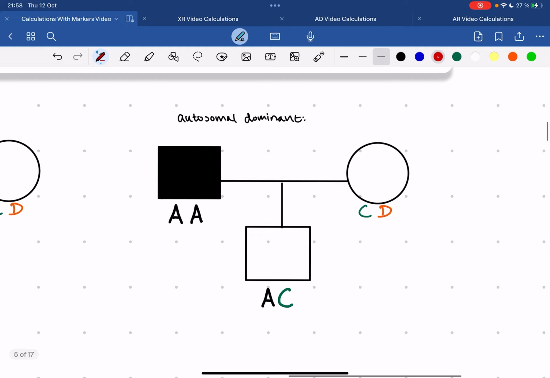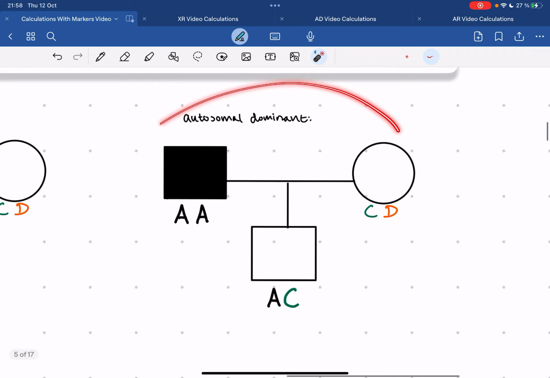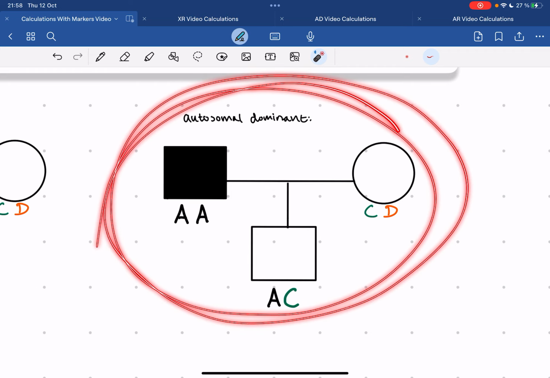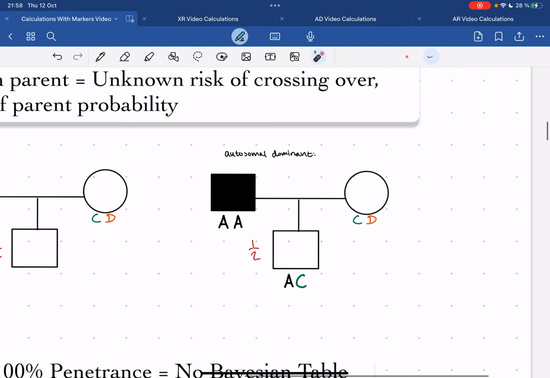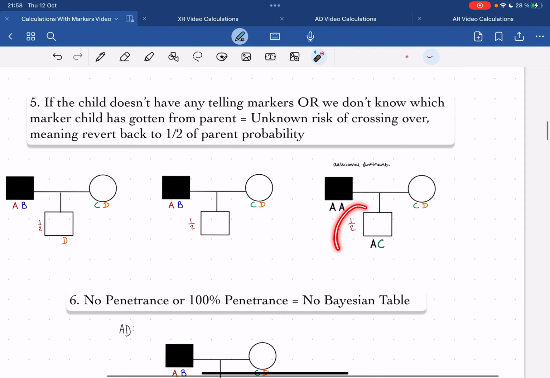And then here, we actually don't know what kind of marker marks the unhealthy allele. So this is a very important case that we have to remember. Which of these A's represents the unhealthy allele? We don't really know, but we know that this kid has gotten one of the A's, of course. We just don't know which one is healthy or unhealthy. So therefore we also revert back to the half idea right here.